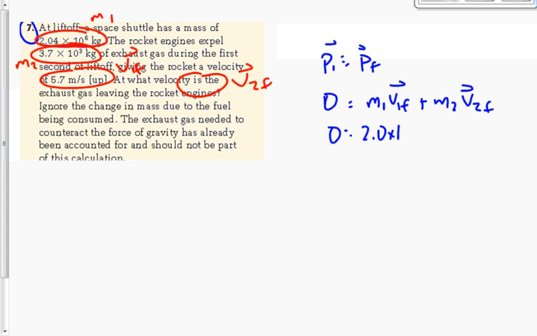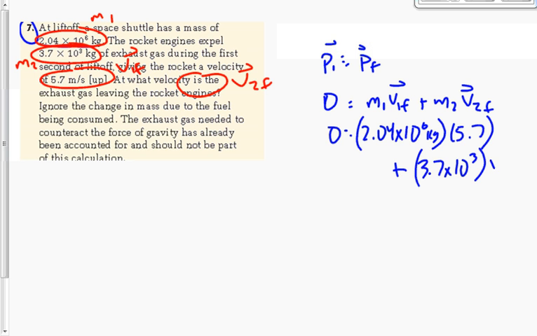Now they're telling me to ignore the fact that the mass of the shuttle actually decreases a little bit. Doesn't decrease very much compared to its initial mass, so we're just leaving it what its initial mass is. It was up at 5.7. M2 is 3.7 times 10 to the 3, 3,700. And we multiply that by V2F. 2.04 times 5.7, take that over by subtracting, divide it by 3.7 times 10 to the 3. What do we get there?